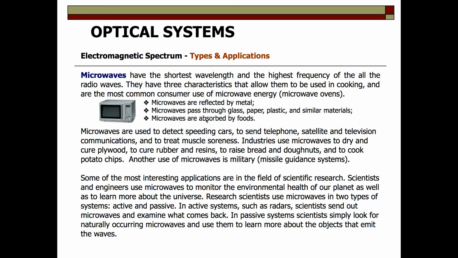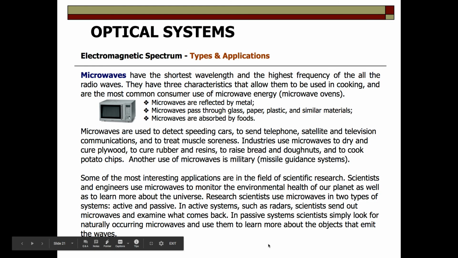Microwaves are typically absorbed by food, and usually what happens is they cause the water molecules or the fat molecules to basically rotate and rub up against one another, and this causes friction, and this is what actually heats it up. Okay, but microwaves can also be used for detecting speeding cars, sending telephone communications, satellite and telephone communications, and to treat muscle soreness. Okay, so there's a number of different things that they use microwaves for, which I believe were originally developed by NASA.